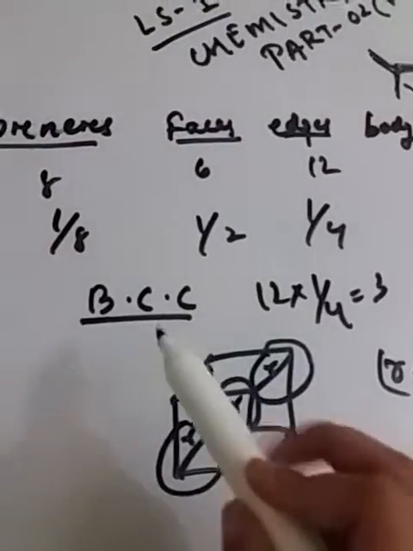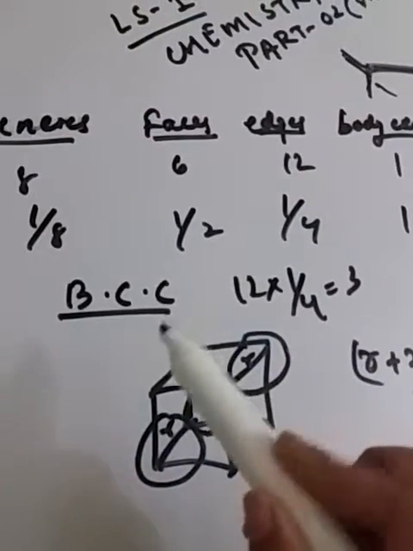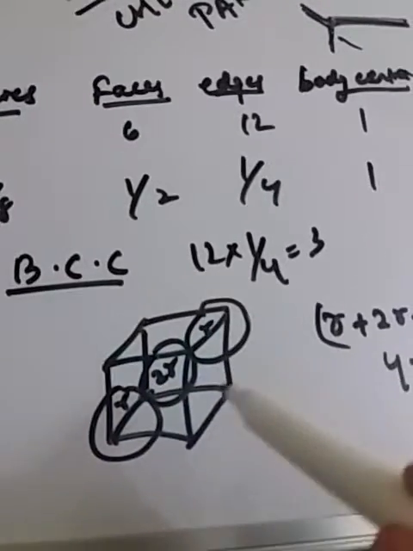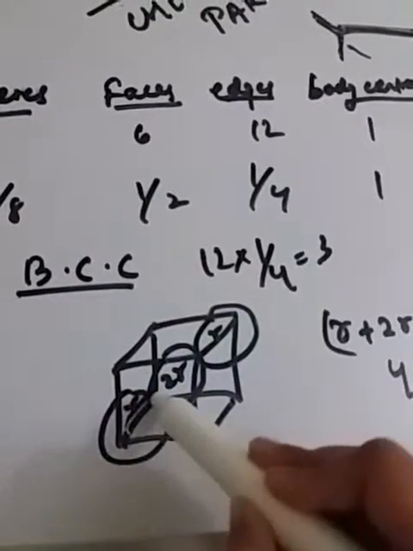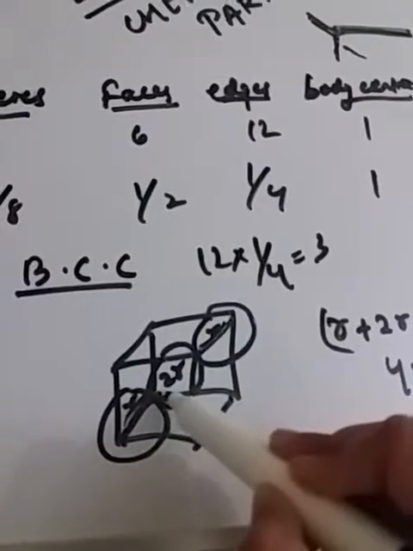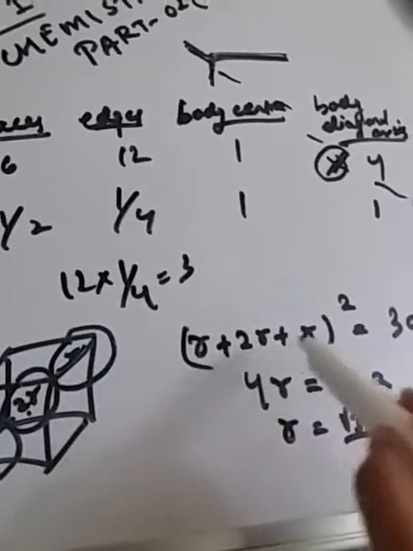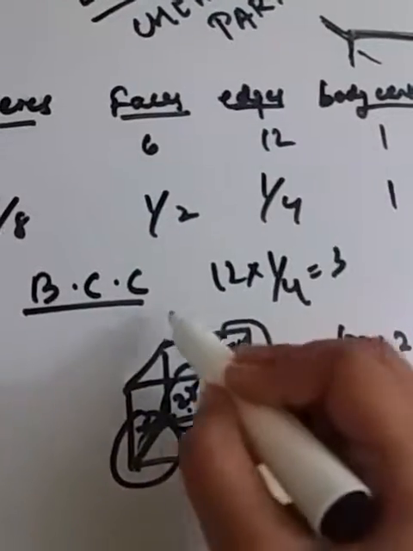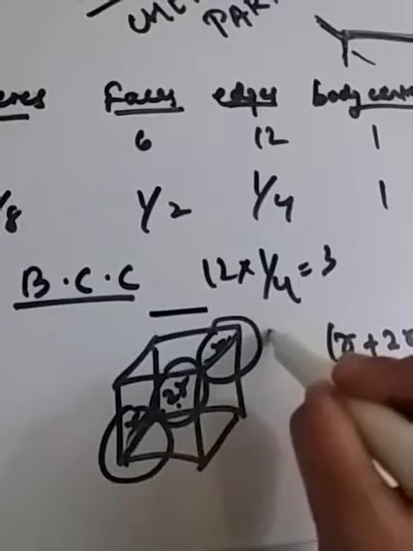See in BCC structure, body centered unit cell. See, here is the half contribution. This is R. Here also R. But the middle one is full, so it is 2R. R plus 2R plus R whole square is equal to 3A square. 3A square, how is it 3A square? This is 1. This is 1.